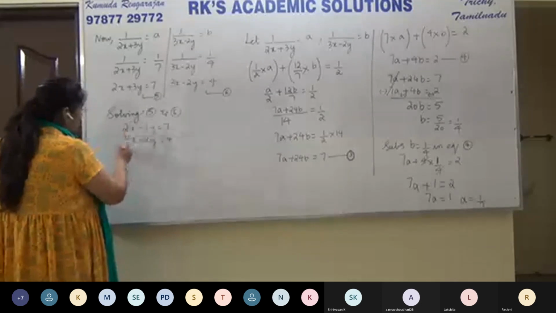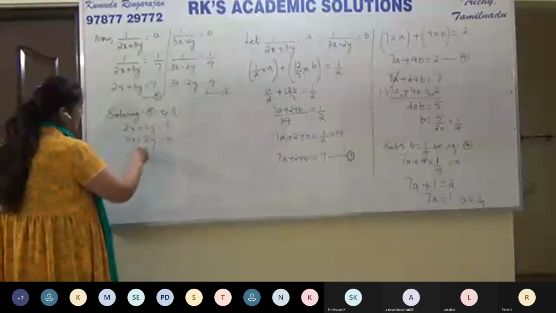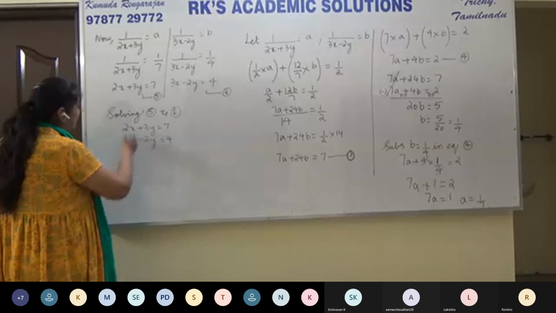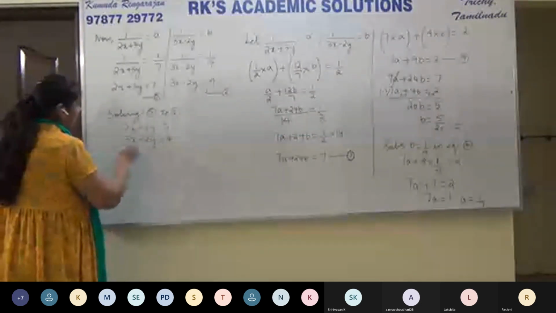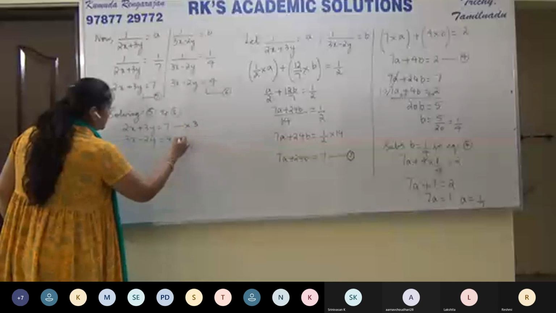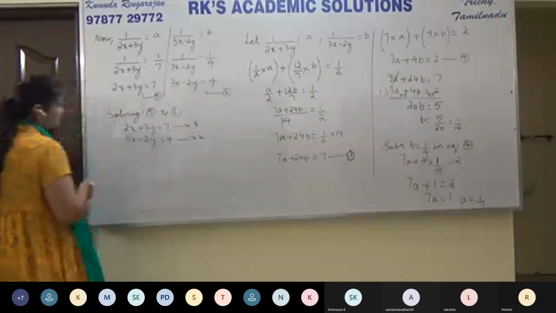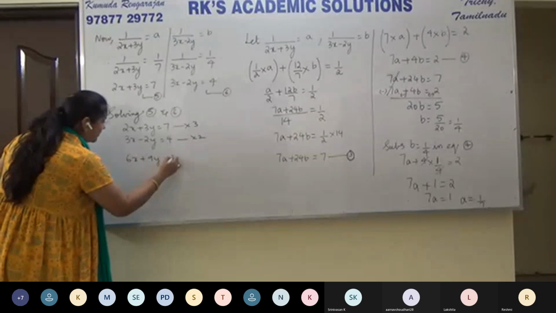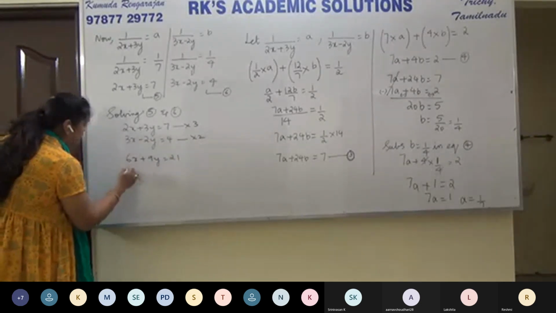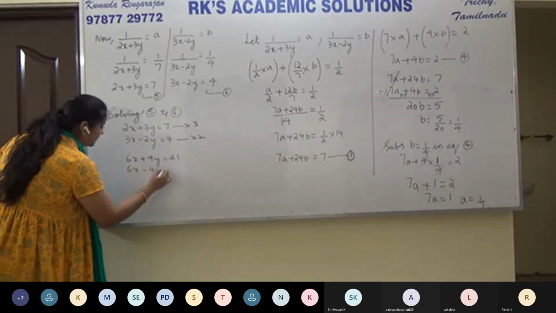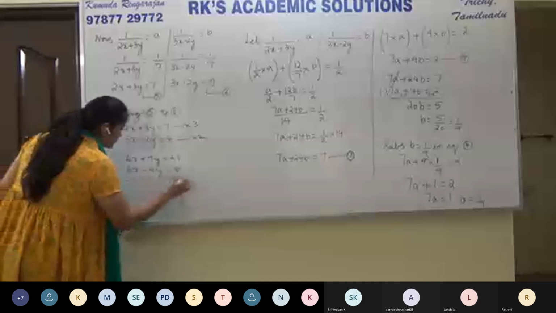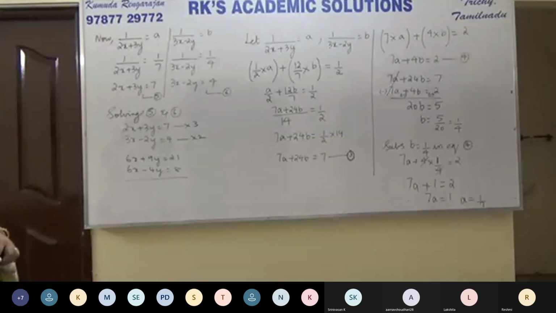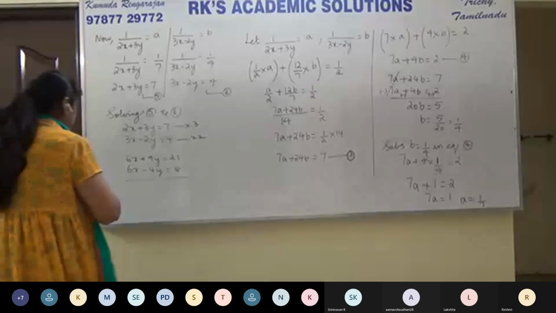If you want to eliminate x, you'll have to do something. If you want to eliminate y, you'll do something else. So I'm trying to eliminate x. So I'm going to multiply this one by 3 and this one by 2. That gives us 6x plus 9y is equal to 21, and then 6x minus 4y is equal to 8. Now change the signs and solve for x and y.